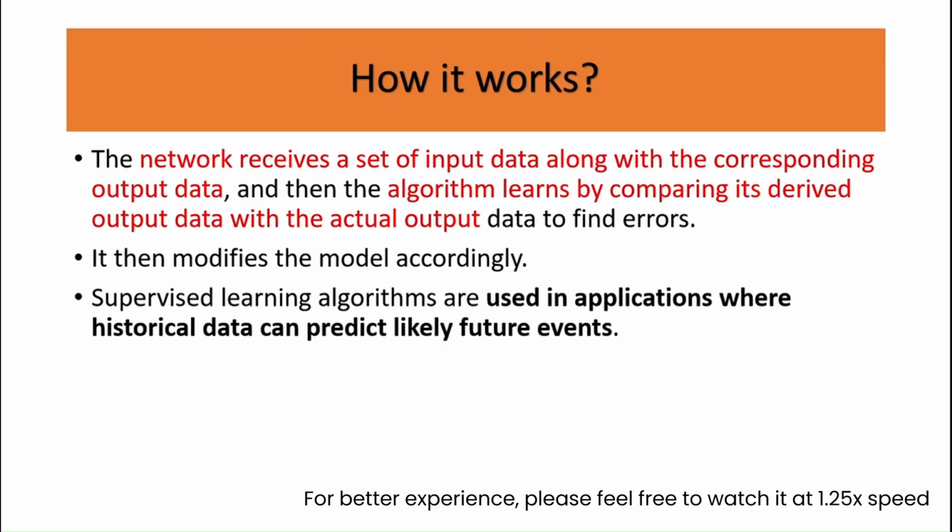So how does it work? The network or the algorithm receives a set of input data along with the corresponding output data, and then the algorithm learns by comparing its derived output data with the actual output data to find errors. If there are no errors, the model works, or if there are a lot of errors, then the model doesn't work, and it then modifies the model accordingly. Supervised learning algorithms are used in applications where historical data can predict likely future events.